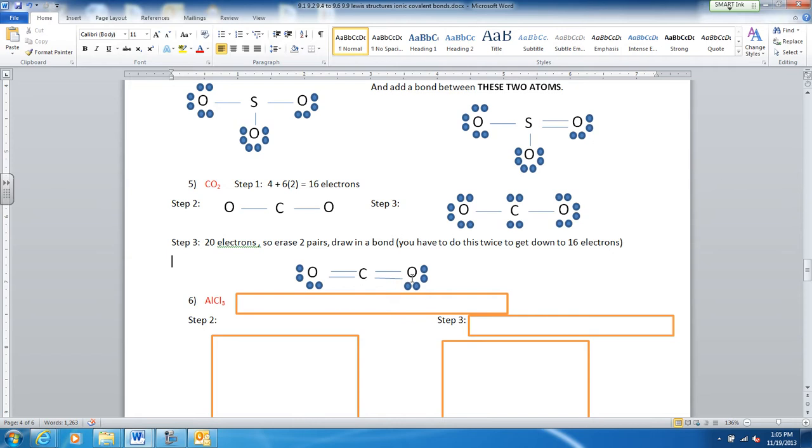And again, you could have these 4 electrons, not necessarily 2 on top, 2 on the bottom, 2 on the top, 2 on the side, just 4 total on this side, 4 total on this side.